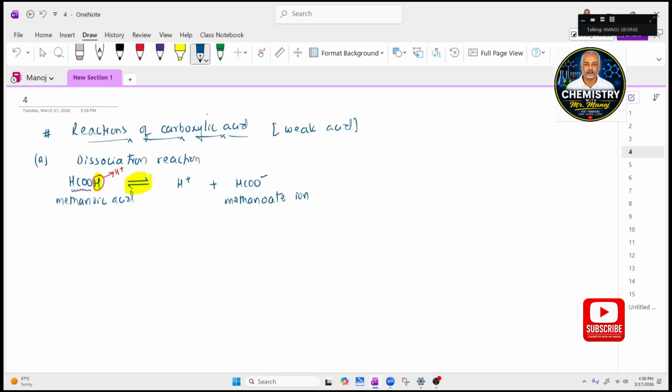Okay, let's practice a couple more equations to show how the dissociation reaction of a carboxylic acid looks. It has a very distinct reversible sign in between. If you forget this in the exam and write a single arrow, I can assure you that you will lose the marks there. So be very careful. Anytime you deal with a weak acid, you have to use the reversible sign.